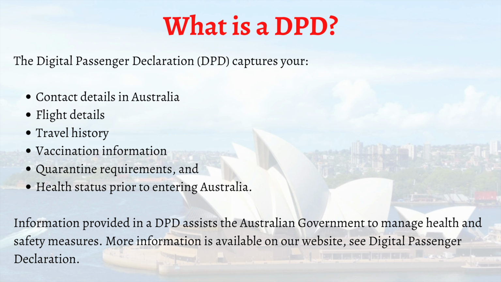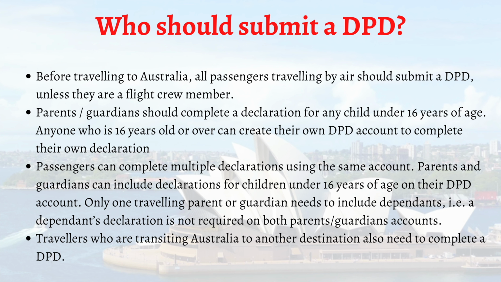The information provided in a DPD assists the Australian government to manage health and safety measures, and more information is available on the website, so see the Digital Passenger Declaration. Now, who should submit a DPD? Before travelling to Australia, all passengers travelling by air should submit a DPD unless they are a flight crew member. Parents and guardians should complete a declaration for any children under 16 years of age, and anyone who is 16 years old or over can create their own DPD account to complete their own declaration.